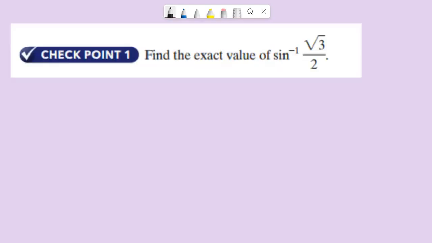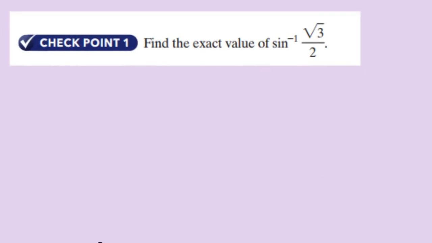Normally the checkpoints, I let you run wild on these and then come back and check your answer. I'm going to give you that opportunity, but I'm also going to do this one too, just to get this one down.